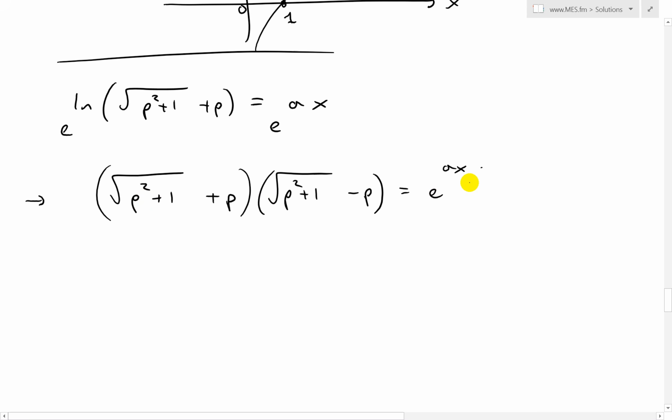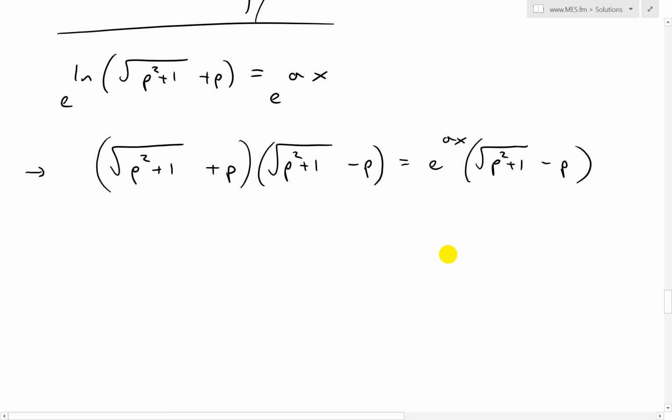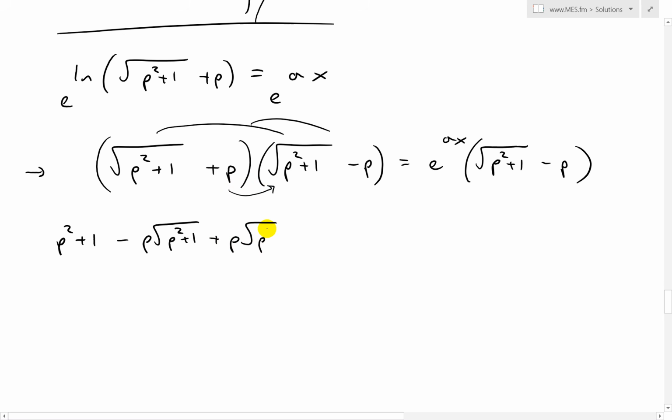And then just do the same thing on this side, so we're not changing anything. p squared plus 1 minus p, like that. And then FOIL this out. This by this, multiply that out, is just going to be p squared plus 1, and then that by this, that's going to be negative p square root p squared plus 1. And now this by this, that's going to be plus p square root p squared plus 1. And then we have p and negative p, so we have negative p squared.